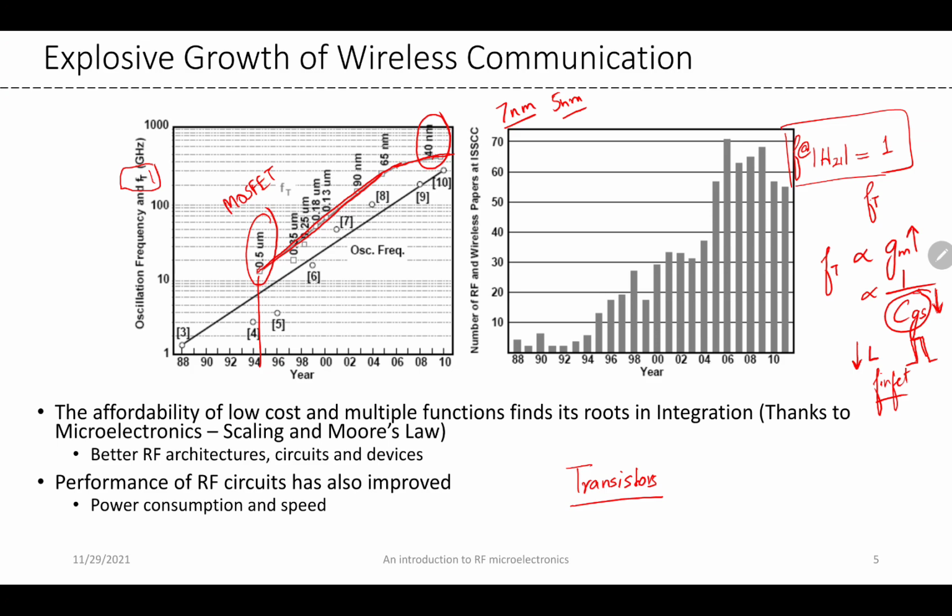So scientists are trying to find new ways to improve FT. We are trying to find faster devices. We're trying to find devices with higher GMs, and the search for a proper device, for the perfect device, always goes on.